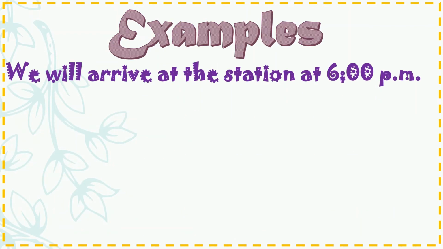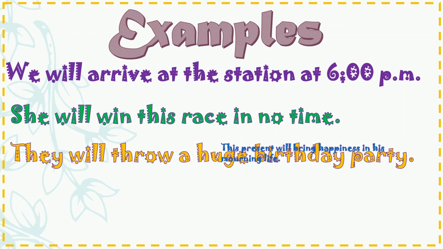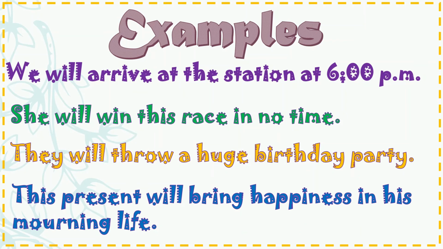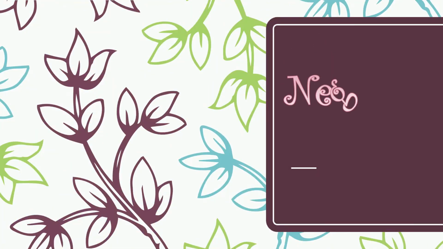We will arrive at the station at 6 p.m. She will win this race in no time. They will throw a huge birthday party. This present will bring happiness in his morning life. Again, we represents many subjects, right? She represents a single subject pronoun. They, many. This present, single, right? But still, what are we using? Yes, we are just using will with the first form of verb. Alright, so simple future tense is the easiest one. How come? Yes, you just need to add will with the first form of verb to make your tense future. That's it. Let's discuss negative sentences now.